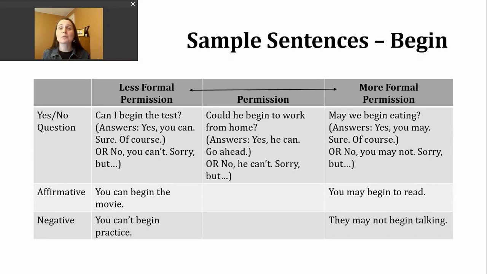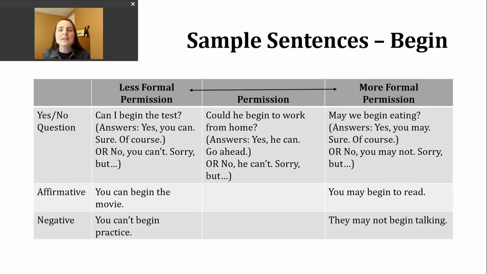Like I said before, we can make affirmative and negative sentences that either give permission or do not give permission to another person to do something. To do this, we'll go back to our structure of starting with a subject, then we'll use the modal may, then the base verb. So again, maybe a teacher to a student, you may begin to read. Or they may not begin talking.